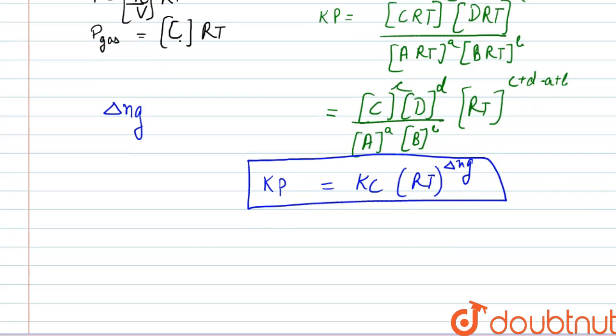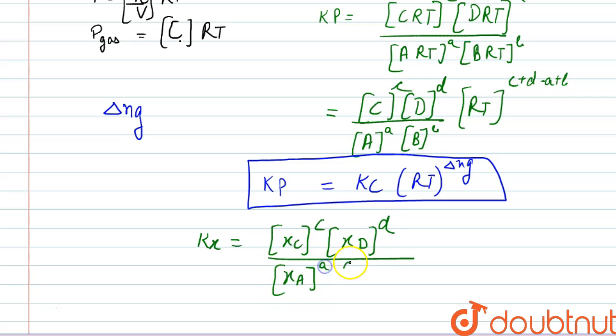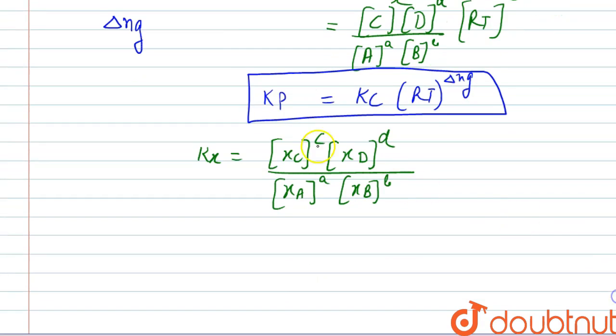Now let us move forward. Now we know that the equilibrium constant with respect to the mole fraction, that is Kx, will be equal to Xc to the power c, Xd to the power d, divided by Xa to the power a and Xb to the power b. So this will be the value for the equilibrium constant in terms of mole fraction.